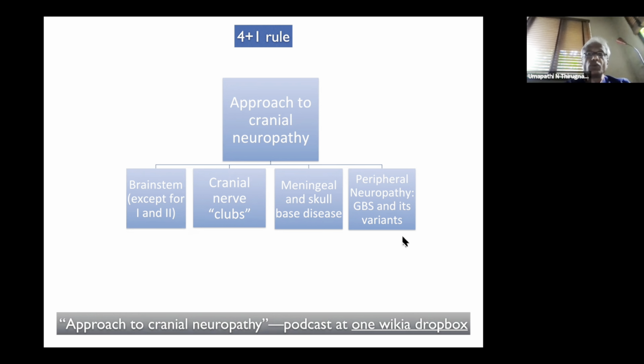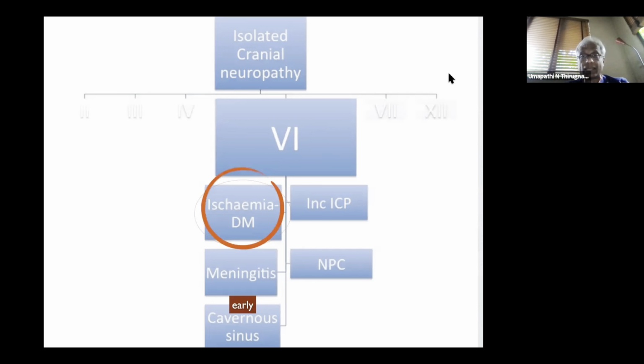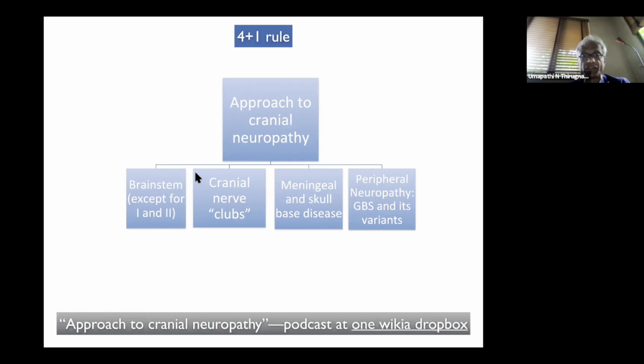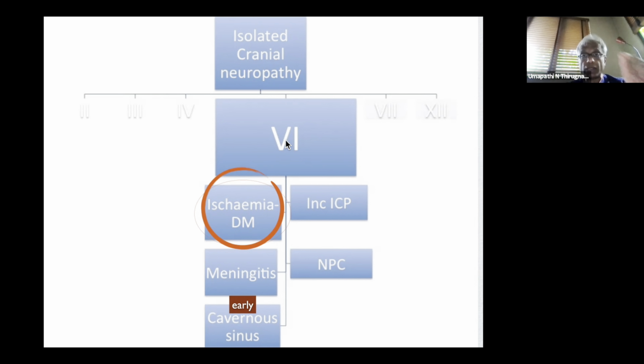Then only after you've ruled out all these things, then you may want to consider whether this patient's sixth nerve palsy is an isolated sixth nerve palsy from a diabetic patient having an ischemic sixth nerve palsy. Okay, this is the most important cause of an isolated one, and indeed, only after you've thought about all these things actively and ruled them out, then you can invoke the +1 rule. Okay, if it's truly isolated, then you have to think about this.